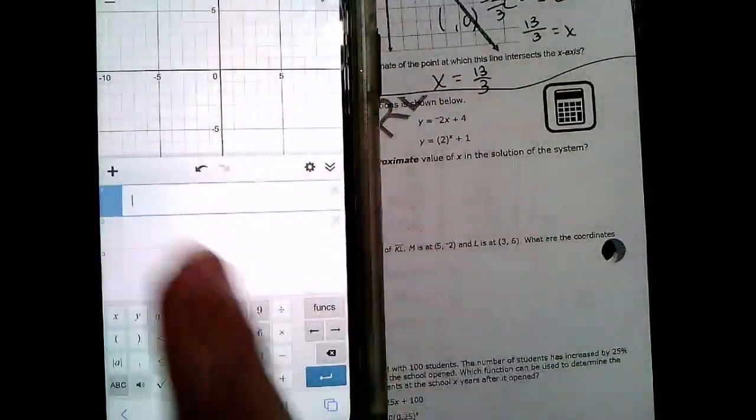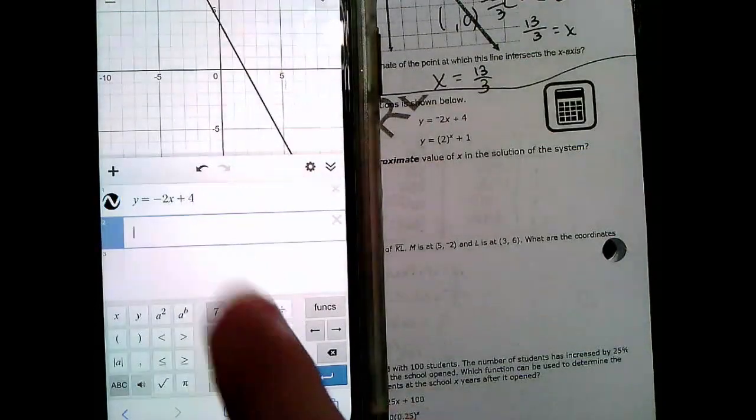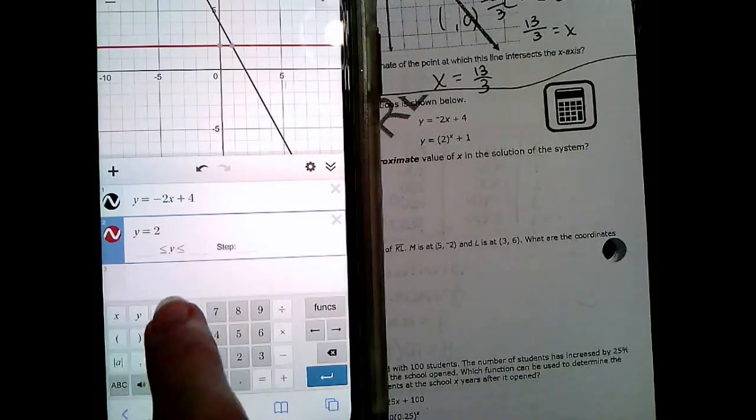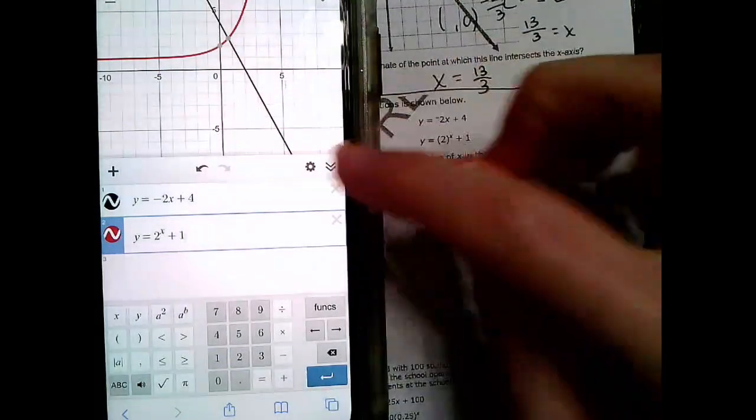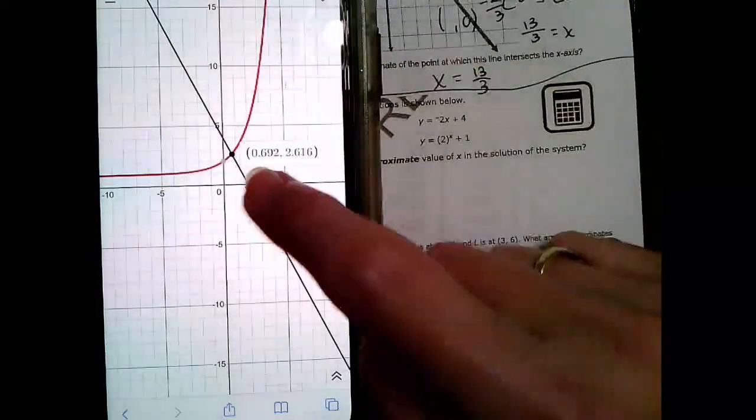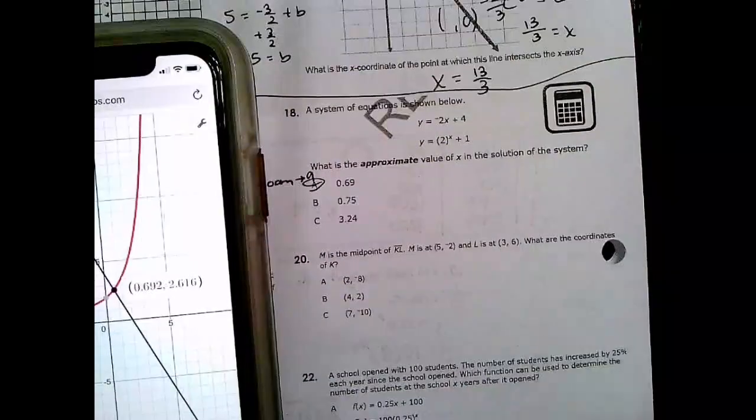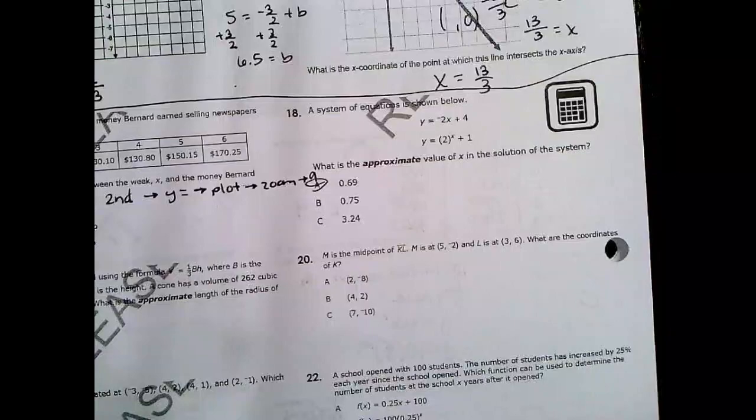So first equation, y equals negative 2x plus 4, straight line. Second one is exponential, y equals 2 raised to the x plus 1. And look at where it intersects, okay? What's the approximate value of x? Well, just click on where it intersects, 0.692, so 0.69, A. I just did that without even doing any work on my paper. So A for that one is the approximate value for x.